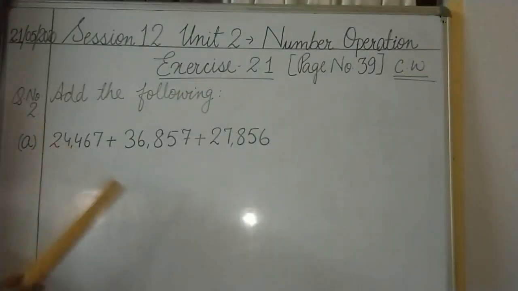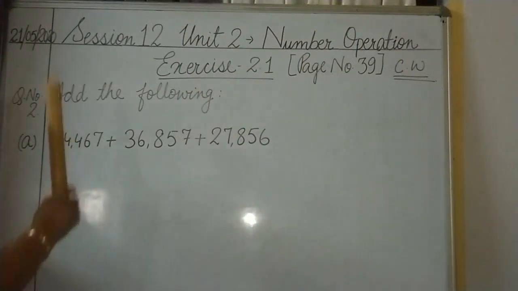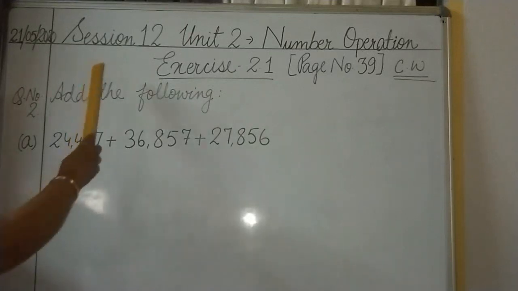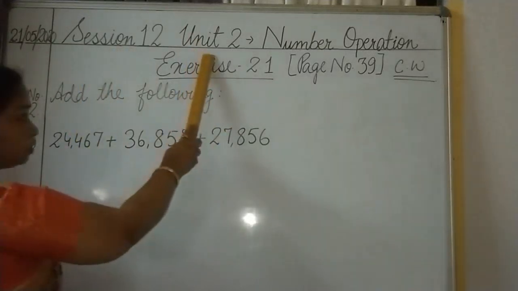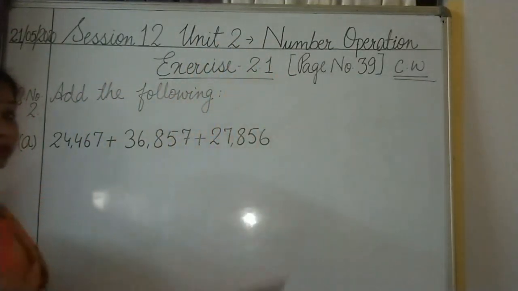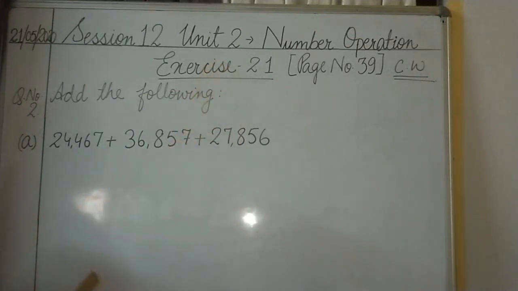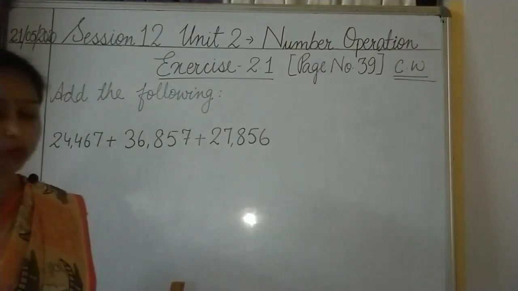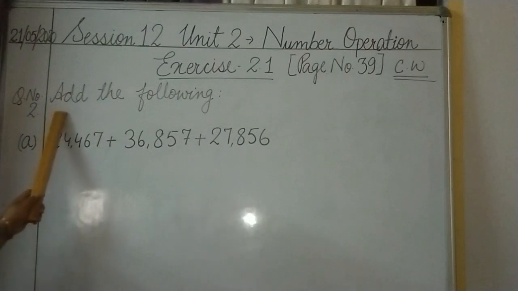So children, in your copy you will write down, I'm just explaining, you are not going to write now. In your copy you will write down the date. Today's date is 21st of May. Then it is session 12, and you have to mention unit 2 number operation, exercise 2.1, which is given on which page number I have told? 39. Yes, and this is the classwork. So I have started with question number 2. Why not question number 1? Because question number 1 is very easy and I know that you can complete it in the book itself. So this is question number 2 as follows.